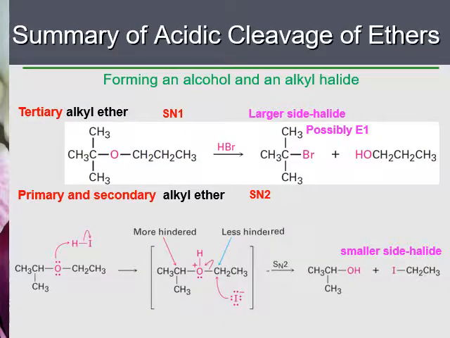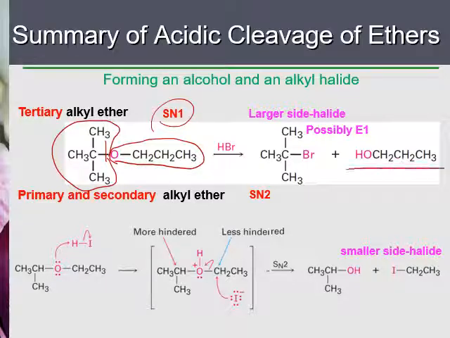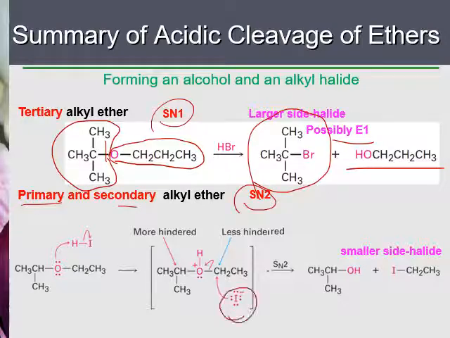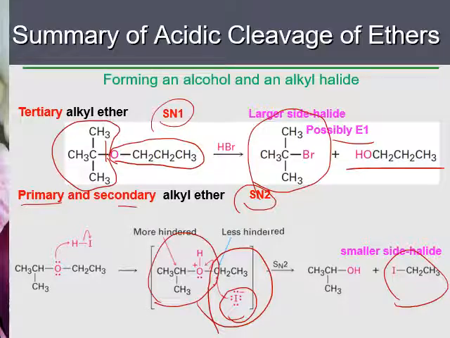In summary, ethers undergo acidic cleavage reactions. A tertiary alkyl ether undergoes SN1 reaction. The carbon-oxygen bond breaks and forms a tertiary carbocation. The oxygen goes with the smaller side and forms an alcohol, and the larger side forms alkyl halides or possibly E1 products. For primary and secondary alkyl ethers, the reaction is an SN2 reaction. Halides attack the smaller side and form alkyl halides, and the larger side goes with oxygen and forms an alcohol.